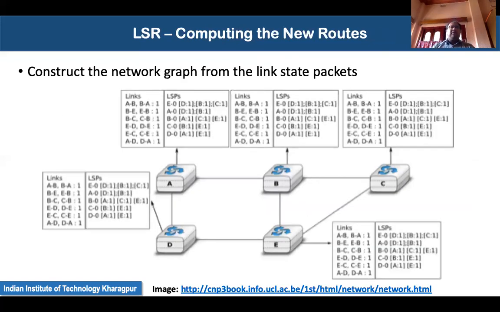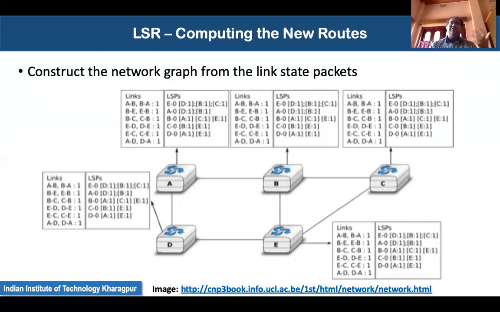Now, once you have that link state information, every node will get that link state packet. Here is an example. Every node will get the link state packet from all other nodes in the autonomous system. Now, once you are getting the link state packets from all other routers in the autonomous system, remember that I am using these two terms, node and router, interchangeably in this talk.